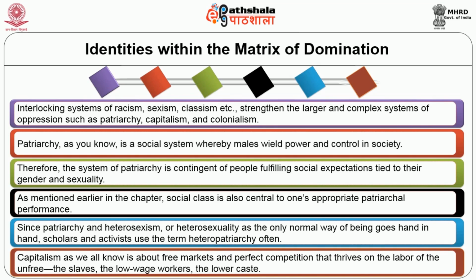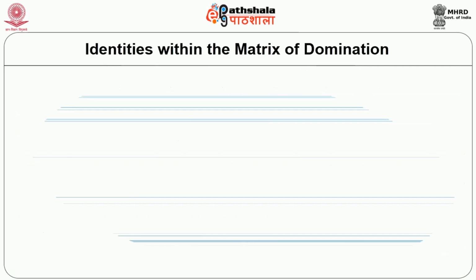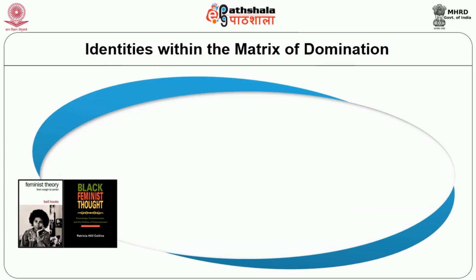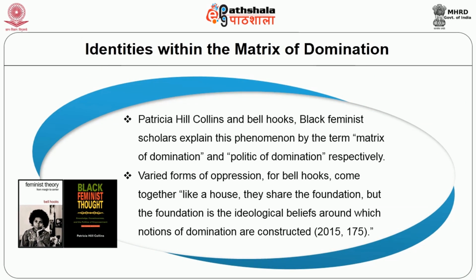Capitalism is a system of domination that creates and encourages discrimination in the form of racism, sexism, and ageism. Notice how systems of oppression interact and intersect. Patricia Hill Collins and bell hooks, Black feminist scholars, explain this phenomenon by the terms matrix of domination and politic of domination respectively. Varied forms of oppression, for bell hooks, come together like a house. They share the foundation, but the foundation is the ideological beliefs around which notions of domination are constructed.